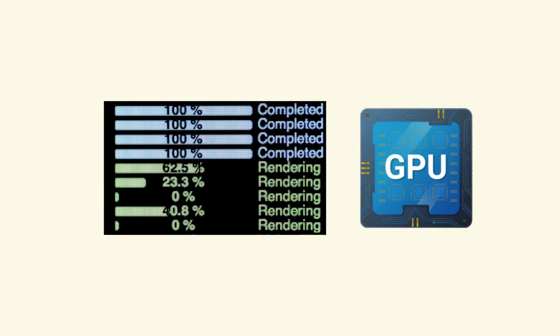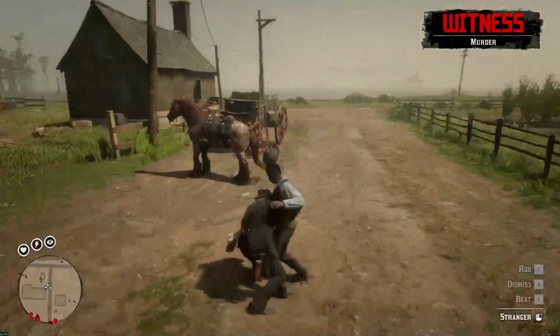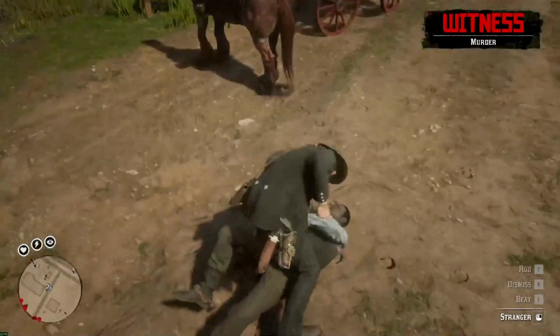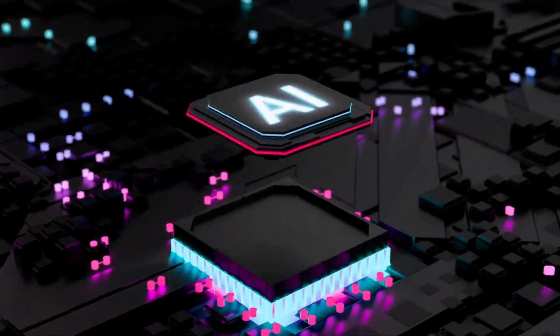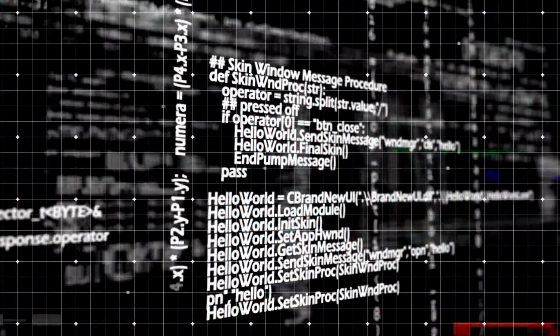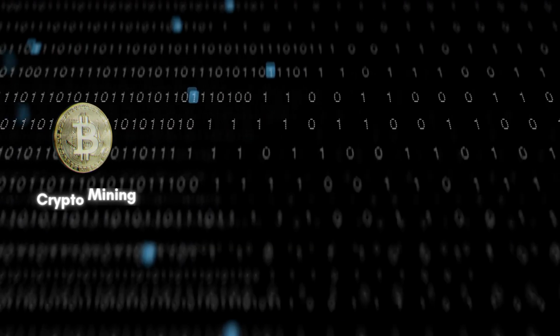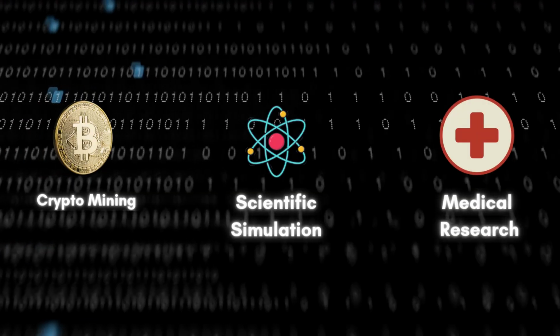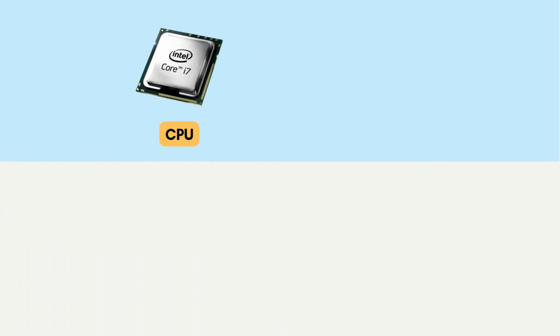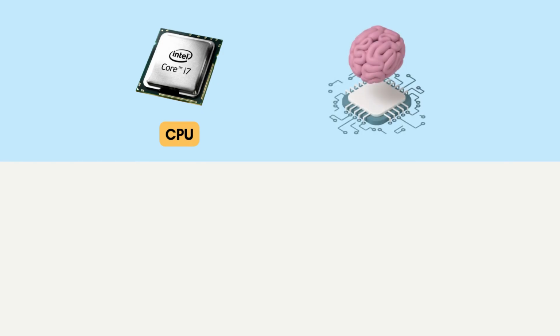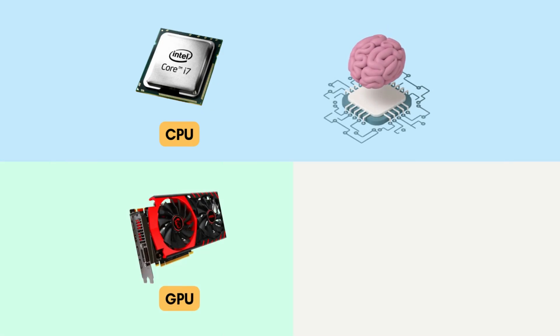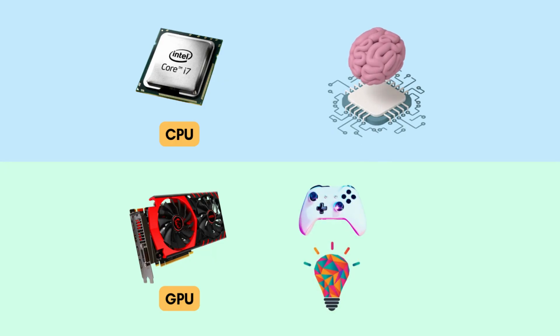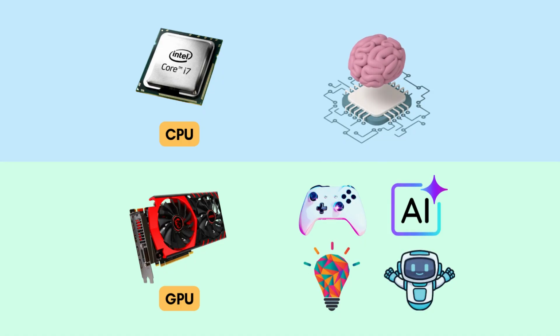That ability to process massive workloads in parallel makes GPUs extremely useful beyond gaming. Today, they're used in AI and machine learning, where huge amounts of data need to be processed quickly. They're also critical in cryptocurrency mining, scientific simulations, and even medical research. So while the CPU is still the general-purpose brain of the computer, the GPU has evolved into a specialized powerhouse that fuels gaming, creativity, AI, and even future technologies.